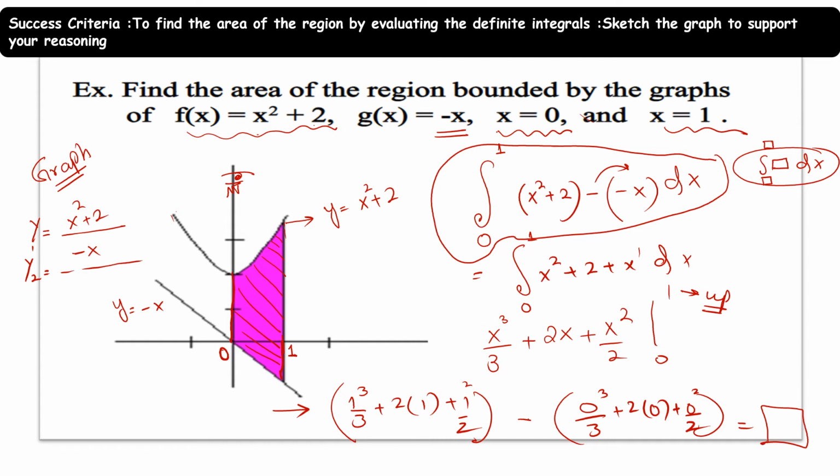Make sure that your area is positive. If you are getting a negative answer, maybe you applied the limits in the wrong way, or maybe you wrote the curves on the wrong sides.